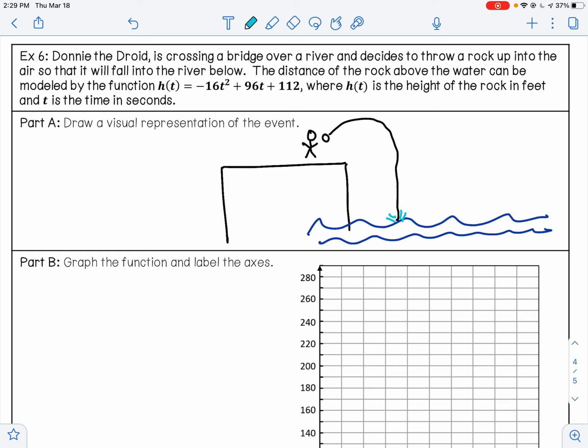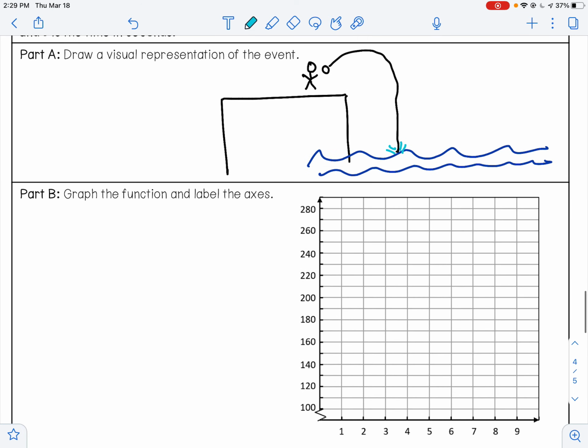When we graph this, we're doing the same thing that we just did. We're drawing a picture of what is happening. And when we put it on a coordinate plane, we're now including how high it is in terms of the feet and at what point in time the rock is. So after 2 seconds, where is the rock? After 4 seconds, where is the rock? And so the coordinate plane just puts this picture into like a more accurate representation. So let's go ahead and do that.